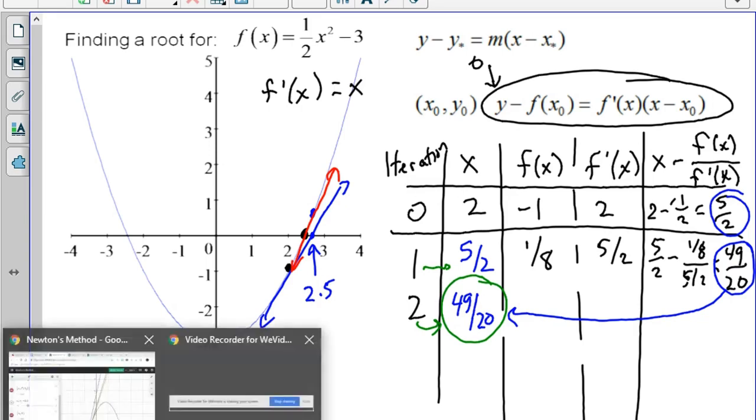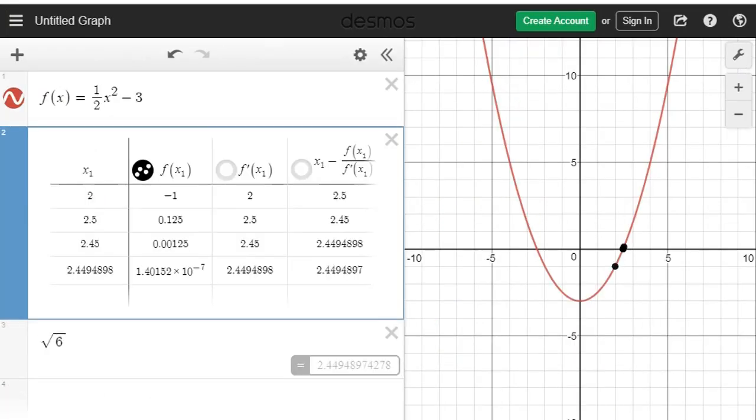So let's look at what this looks like on Desmos and what actually happened. I took the chart that I made and put it on Desmos, because once you get that 49/20, or 2.45, the numbers get really nasty. But notice what happens after you do the third iteration. You get 2.4494898. It gets really close to what the actual 0 is very quickly.